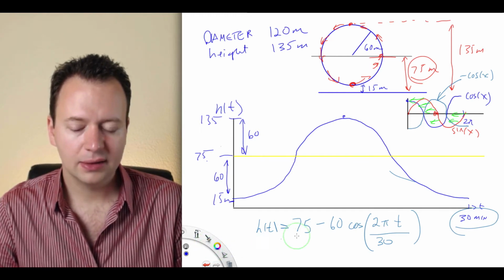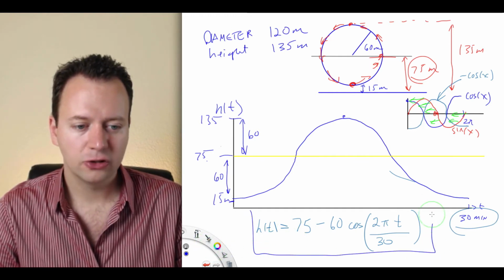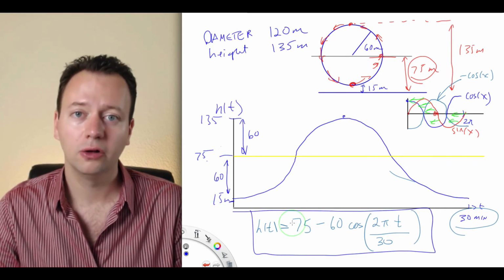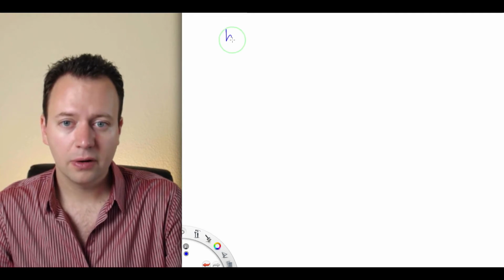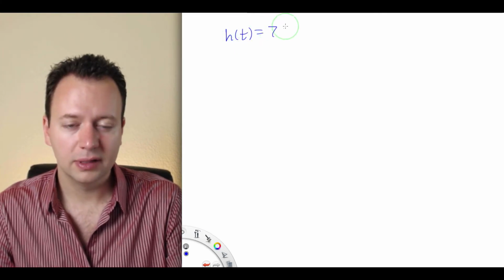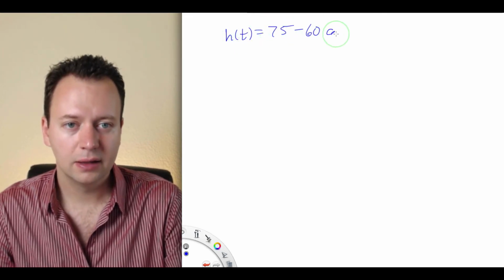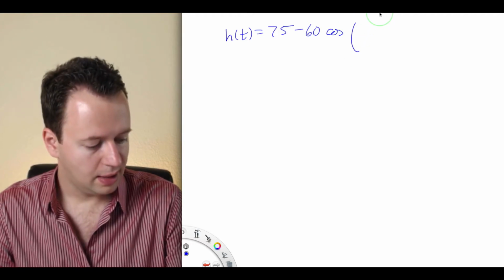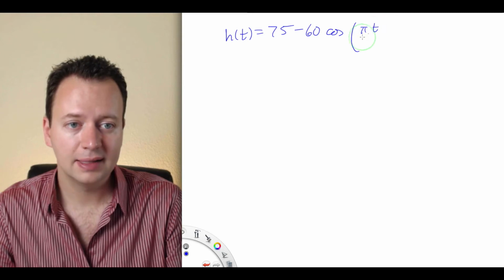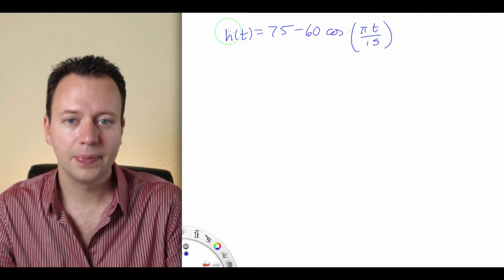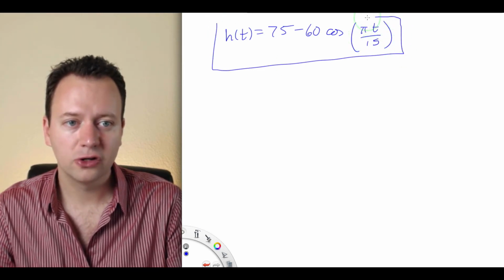So that is the height of a passenger in the London Eye Ferris wheel model as a function of time. So let's write that up here. H of t is equal to 75 minus 60 cosine. And instead of saying 2 pi t over 30, let's say pi t over 15. So this is the height as a function of time.